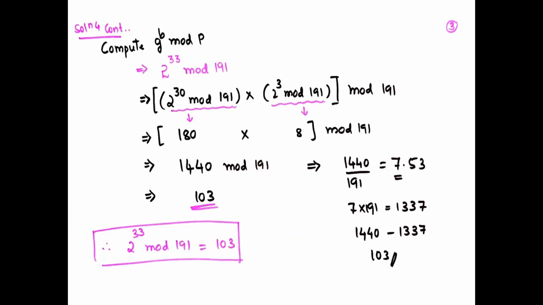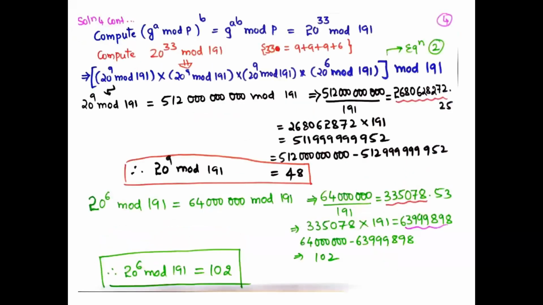Now, the next step is that both sender and receiver have to calculate the common shared secret key, which is G raised to A into B mod P. How to do that? G raised to A mod P, raised to B, is G raised to A into B mod P, which is 20 raised to 33 mod 191.